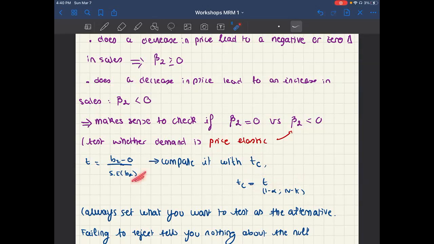And if your test statistic right here is bigger than the critical value, then you can be sure that you can fail to reject the null hypothesis. However, if your test statistic right here is smaller, if t is smaller than minus tc, actually no, plus tc, then you would reject the null hypothesis. And rejecting the null hypothesis just means that you have a 1 minus alpha certainty that actually beta 2 is smaller than 0.